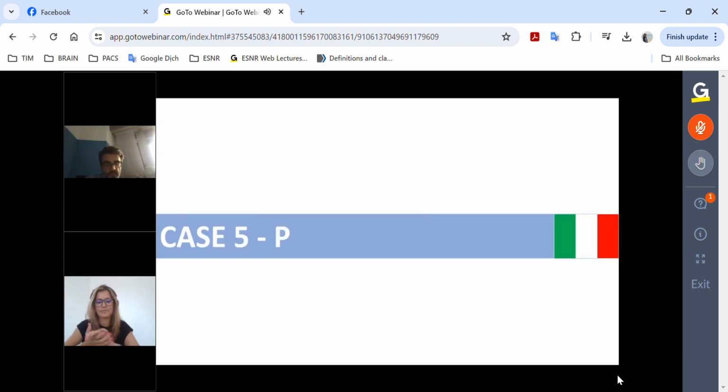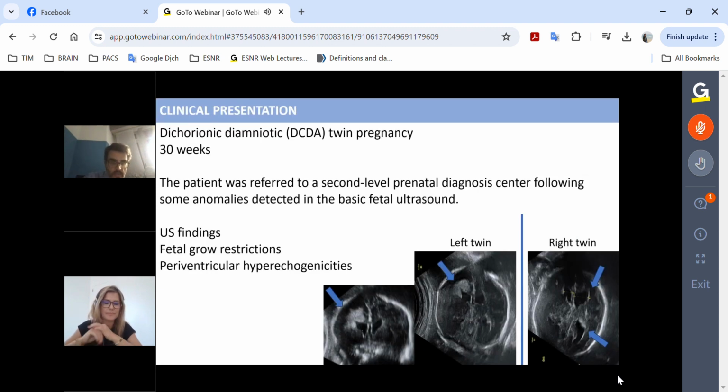But so let's move to case 5, which is case P. And things become a little bit more complicated here because we have a twin pregnancy, a dichorionic diamniotic twin pregnancy that was referred to us after an ultrasound that identified 2 main things: fetal growth restriction and periventricular hyperechoic lesions that are underlined by the arrows in blue, which are probably consistent with blood. So we have a parenchymal lesion in the left twin and some clot probably within the ventricle in the right twin.